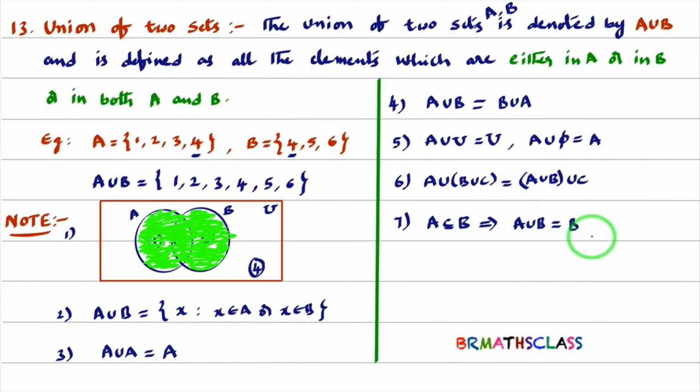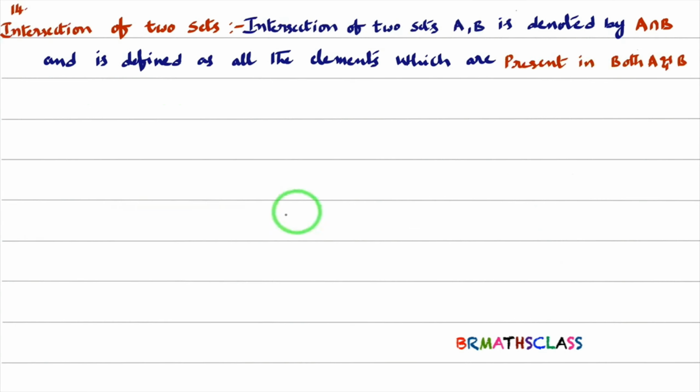Next, we will learn intersection of two sets. Next, 14th synopsis is intersection of two sets. What is intersection of two sets? Intersection of two sets A, B is denoted by A intersection B, like this. Intersection of two sets A, B is denoted by A intersection B and is defined as all the elements which are present in both A and B.